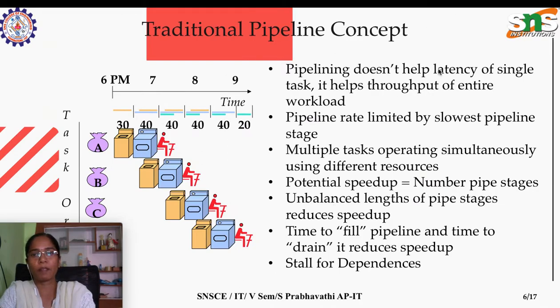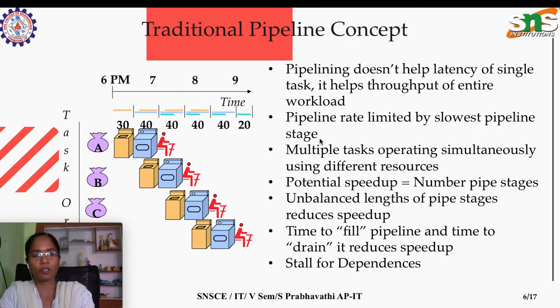Pipelining doesn't help the latency of a single task, it helps the throughput of the entire workload. What does it mean? It doesn't help latency, meaning it is not working for a single laundry, is it not? Mainly it is for more than one laundry, then only you can achieve the speed. You could compare the speed of completing the operation. So mainly the throughput, in the sense of how many laundries or how many instructions are done quickly. Okay, pipeline rate is limited by the slowest pipeline stage.